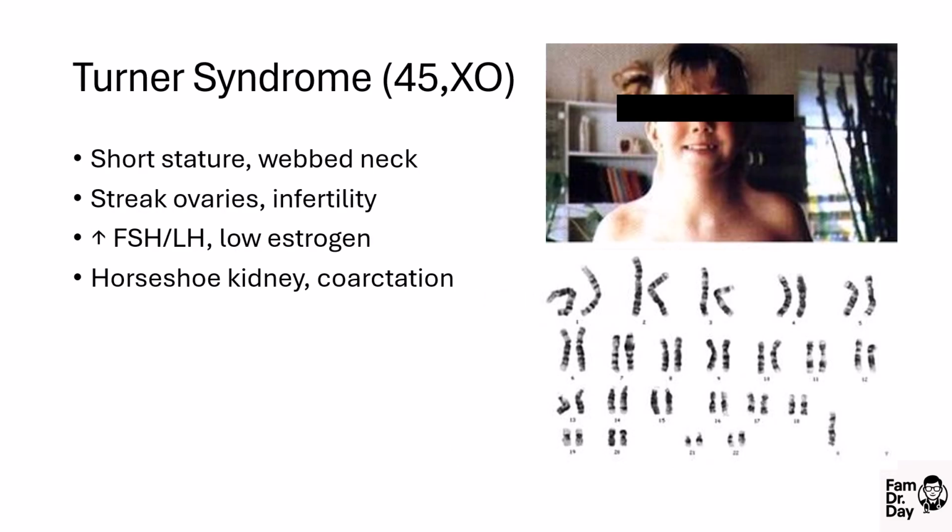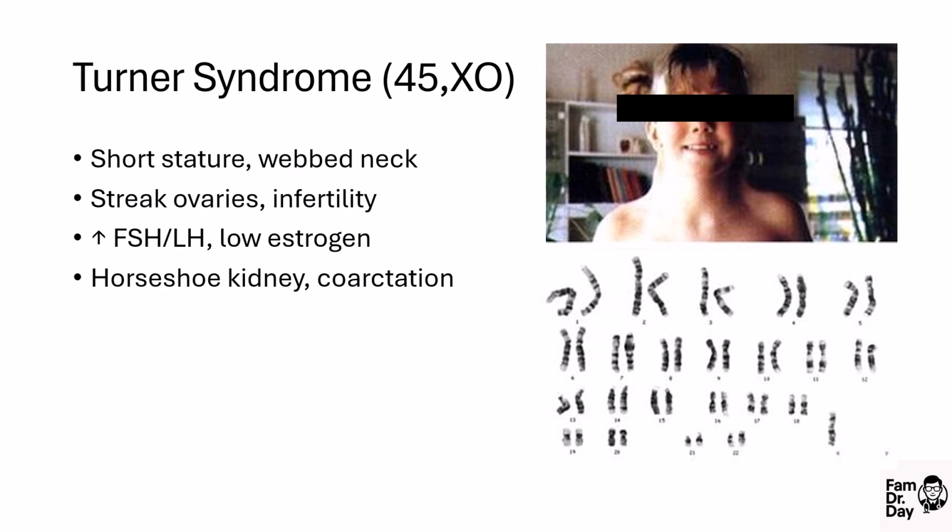Now let's look at Turner syndrome, a classic condition seen in phenotypic females with a missing X chromosome. Instead of the usual 46XX, these patients have 45XO, as shown in the karyotype at the bottom right. There's only one X chromosome. Clinically, they're also often short in stature, and you'll notice the classic webbed neck, which you can see in the image on the top right. This is due to lymphatic dysgenesis.